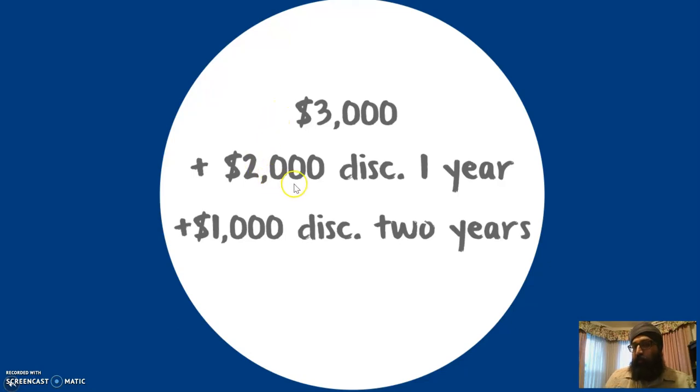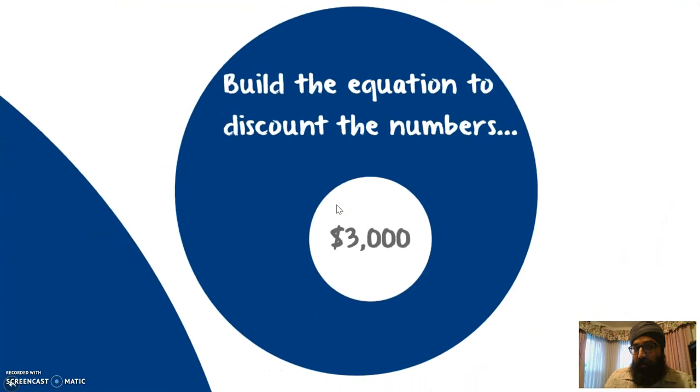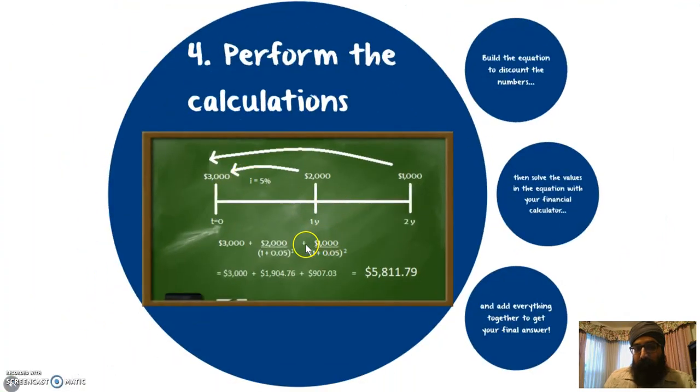And then we have 2,000, which is discounted 1 year, right? So we're going to get 2,000 next year. We're going to bring it back to the present day. And then we have 1,000 more, which is discounted 2 years. We're going to bring that back 2 years to the present day. So you see that happening on the formula here.